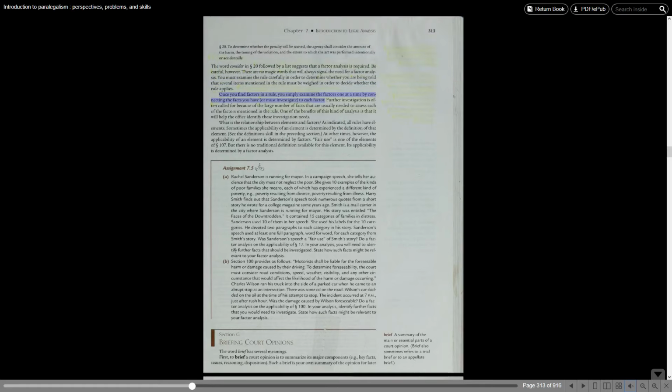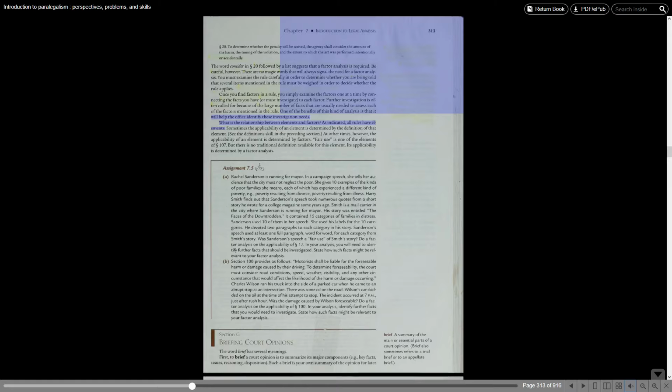Once you find factors in a rule, you simply examine the factors one at a time by connecting the facts you have or must investigate to each factor. Further investigation is often called for because of the large number of facts that are usually needed to assess each of the factors mentioned in the rule. One of the benefits of this kind of analysis is that it will help the office identify these investigation needs.